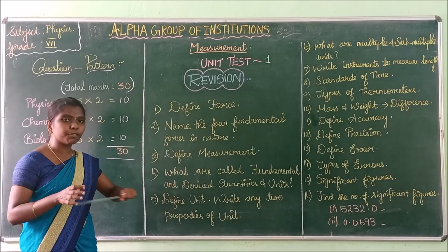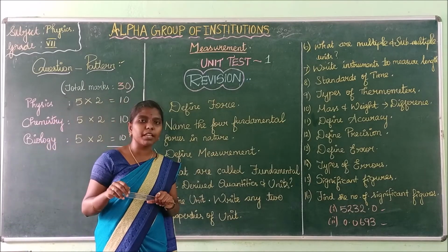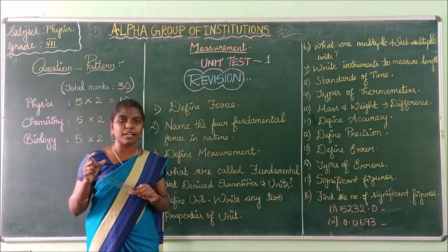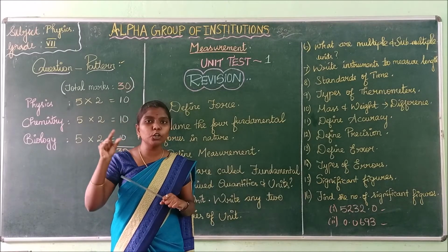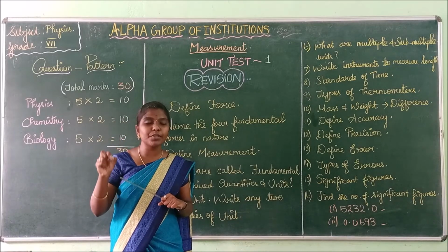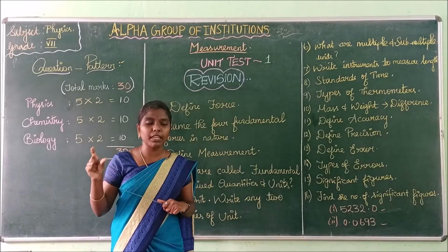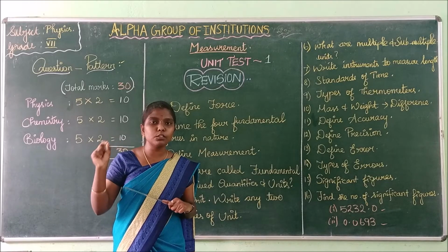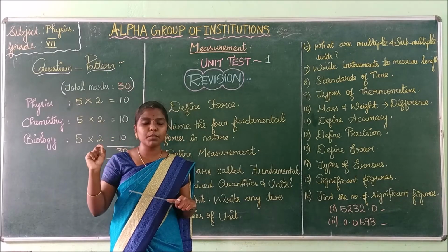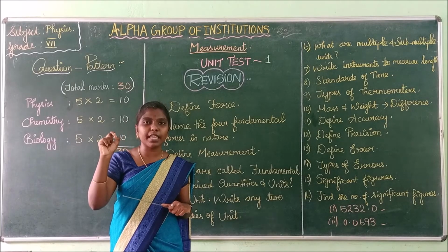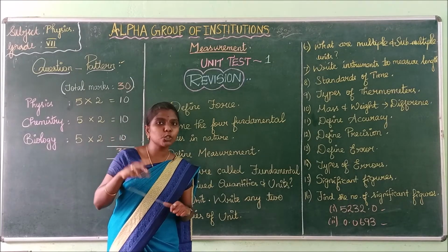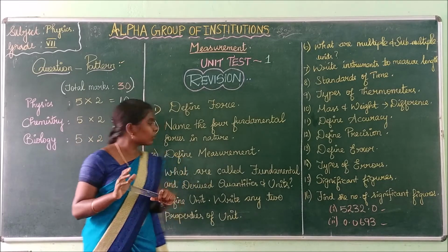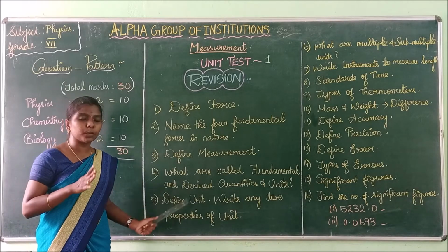Your next question is define measurement. What is measurement? Measurement is comparison of unknown quantity with known fixed quantity of the same kind. For comparison you have to be careful with the spelling. For known, the spelling is K-N-O-W-N. You should not change the spelling. Read the spellings carefully along with the answers.